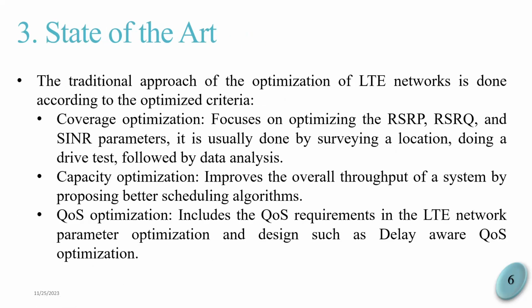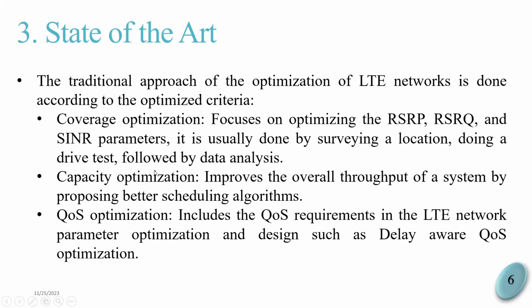The traditional approach for the optimization of LTE networks is done according to optimization criteria. For example, we have optimization over the coverage, optimization of the capacity, and quality of service optimization. For the coverage optimization, the focus is on optimizing some parameters such as RSRP, RSRQ, and SINR. This is done by surveying a location, doing a drive test, and some data analysis after that.